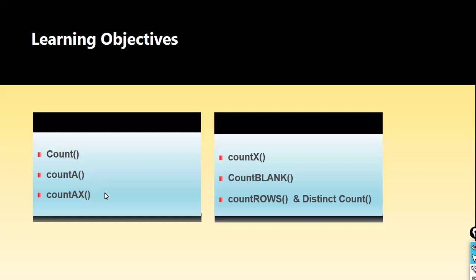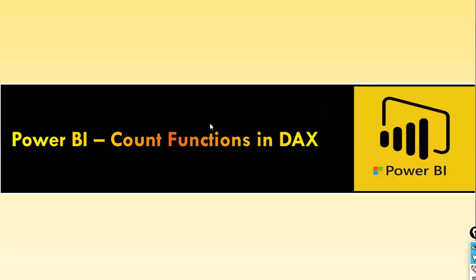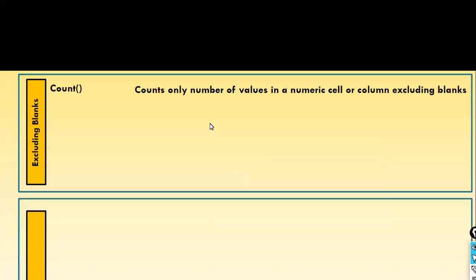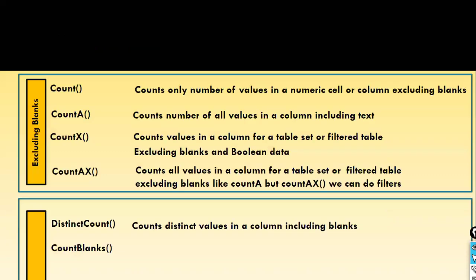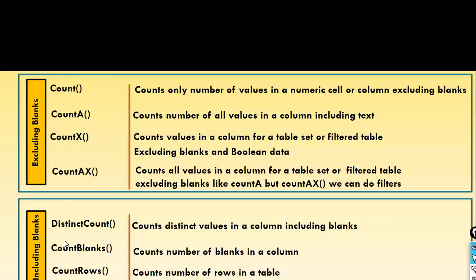Count function, CountA function, CountAX function, CountX function, CountBlank, CountRows, DistinctCount. So how many? Seven different count functions are available under the count family of functions. Here, to simplify your understanding, I have classified them under two categories. One is excluding blanks, the other is including blanks. These count functions, when you use them, will exclude the blank values in your column. And the below ones will include the blanks.